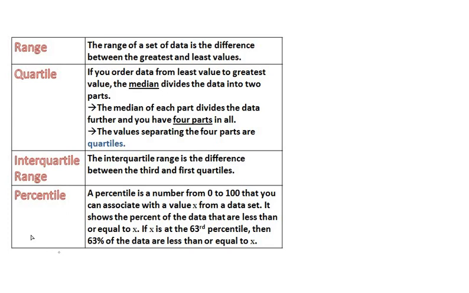Hi again. This is part 2 of the lesson Analyzing Data. The range of a set of data is the difference between the maximum value and the minimum value in that set.